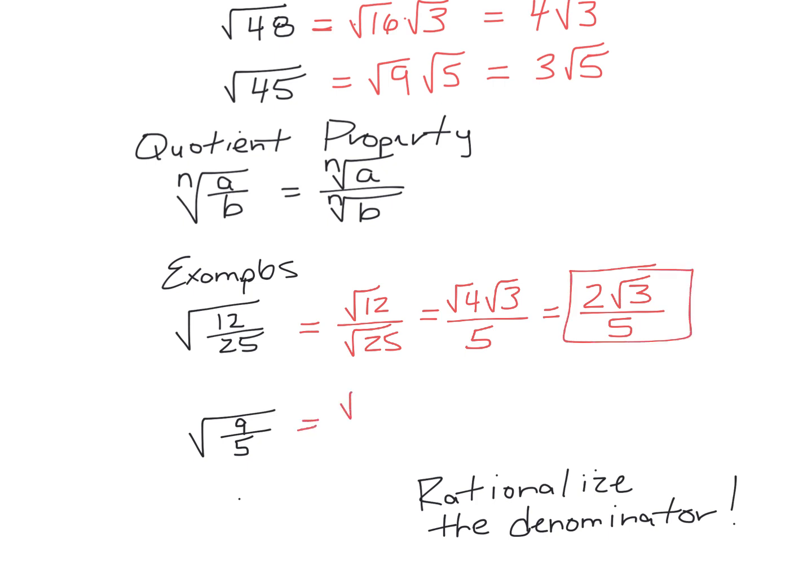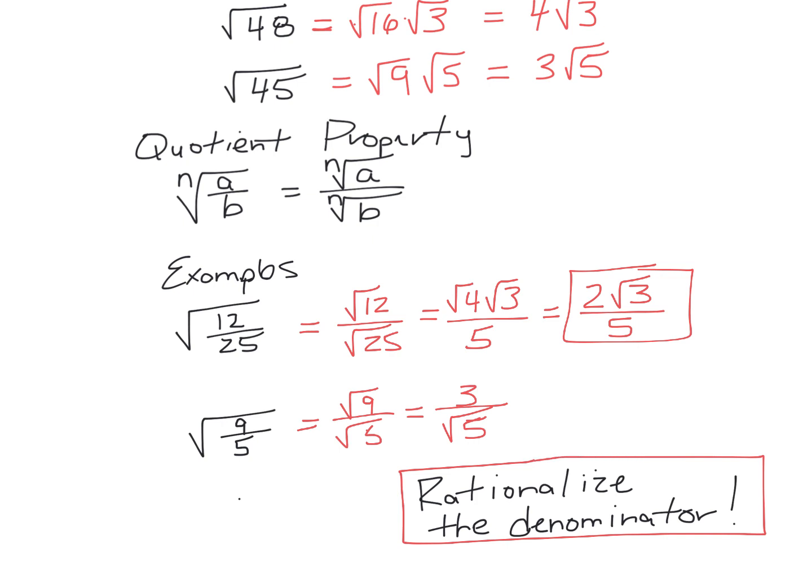This next one I could break up into root 9 over root 5. Root 9 is 3. Root 5 cannot be simplified. So this brings up another thing we need to concern ourselves with when simplifying radicals, which is that we should never have a radical sign in the denominator. So we need to do what's called rationalizing this.